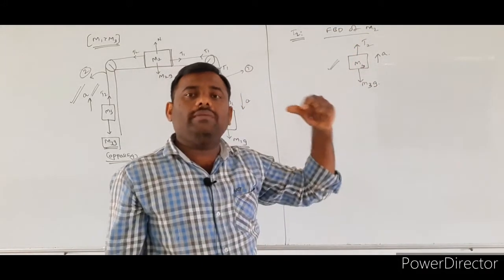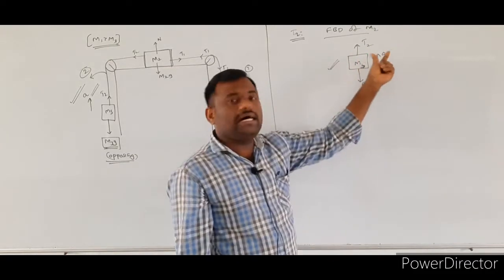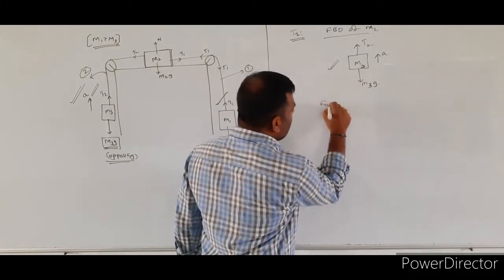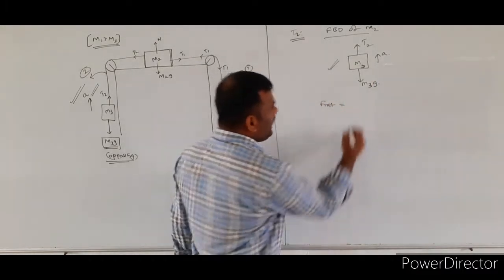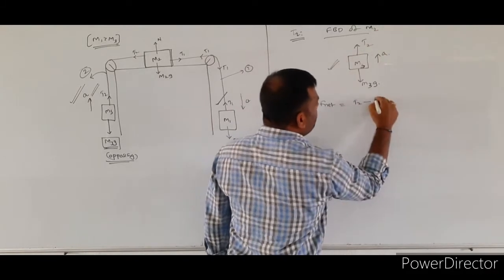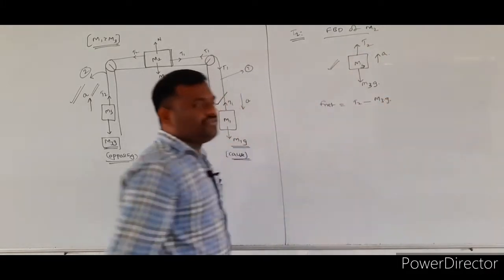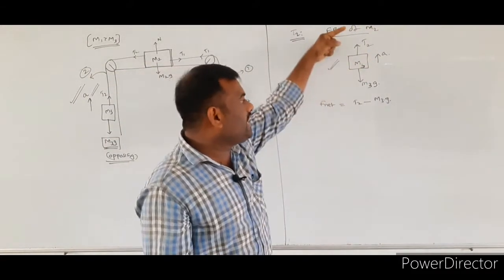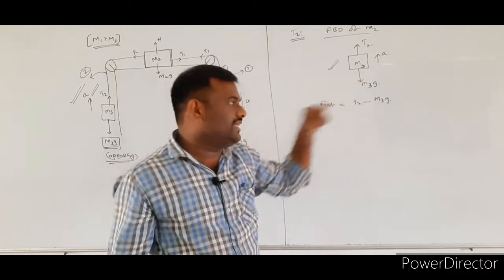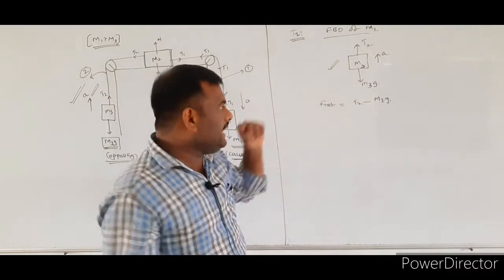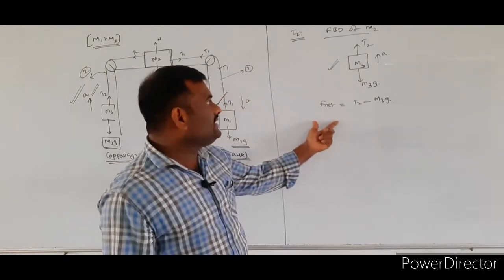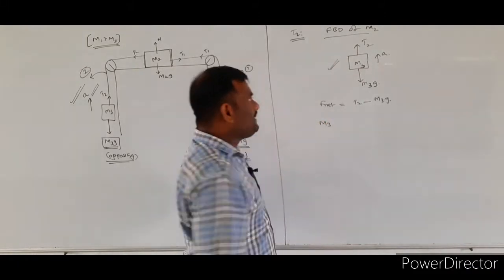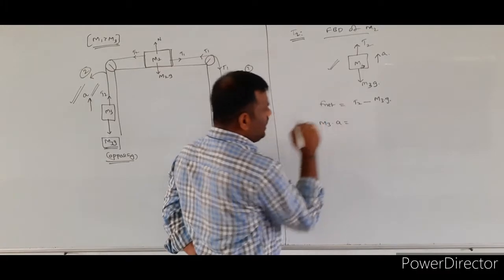When the block is moving in the upward direction, the upward force will be greater than the downward force, so the net force acting on the block m3 will be given by net force is equal to upward force minus downward force. What is the upward force value? Tension T2 will be acting in the upward direction. Downward force is equal to its weight. So I want to calculate the T2 value. Again, according to Newton's second law, F net is equal to mass into acceleration. m3 mass was present here, and acceleration value is equal to A.